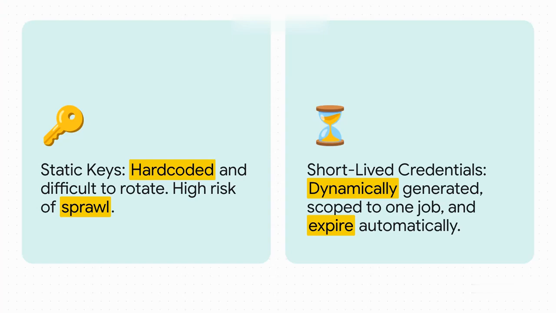Okay, credentials. How does your pipeline prove who it is when it talks to a cloud provider? The old, incredibly risky way is to use static, long-lived access keys. They always get hard-coded, they spread like wildfire, and they're a total nightmare to rotate. The secure, modern way: use short-lived credentials. These are created on the fly for just one pipeline job, and they expire automatically. This just shrinks your attack surface down to almost nothing.